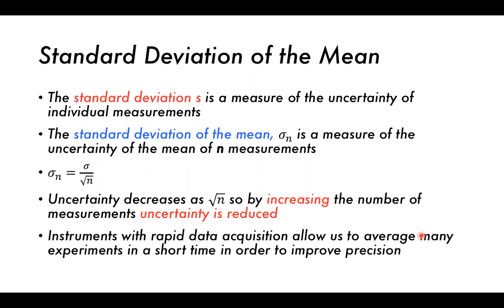Instruments with rapid data acquisition allow us to average many experiments in a short time in order to improve precision. This allows us to get closer to the true mean, because the only way to get close to the true mean is by having an almost infinite number of measurements on our sample. Of course, that's not really possible in most situations. And so we have to make do with a limited number of measurements.